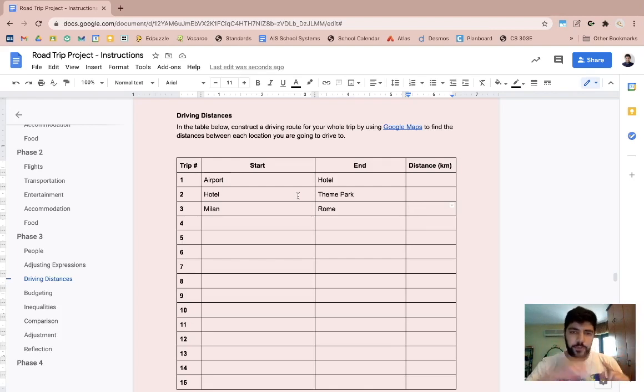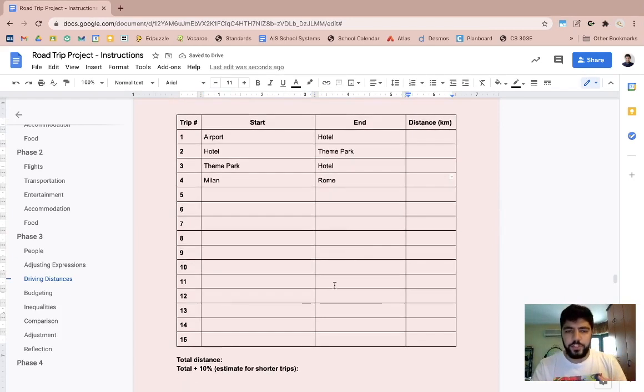First trip is airport to hotel, hotel to theme park, then back to hotel. Actually, let's do theme park to hotel, because we're going back, right? And so these two are probably going to be the same distance, and then maybe the next one would be Milan to Rome, and we'll put the distance, and so on until you finish your trip. It should end at some airport, I guess, so that you can fly back.